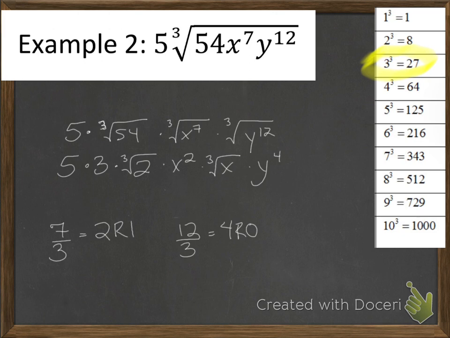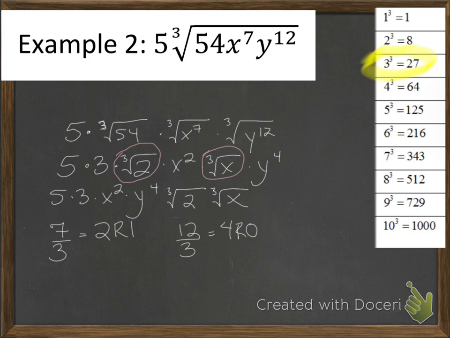So you might notice this isn't exactly the most elegant or beautiful solution, because we have a cube root here and a cube root here. Notice that all of these terms are connected via multiplication, so I can rewrite them. So let's rewrite all of the terms that are not under a radical first. So I have 5 times 3 times x squared times y to the fourth. Then I have the cubed root of 2 times the cubed root of x.